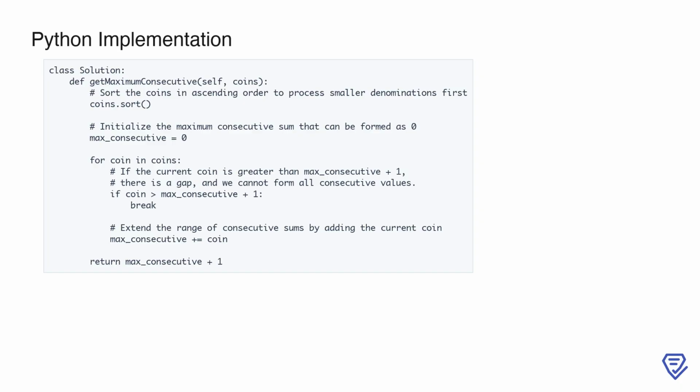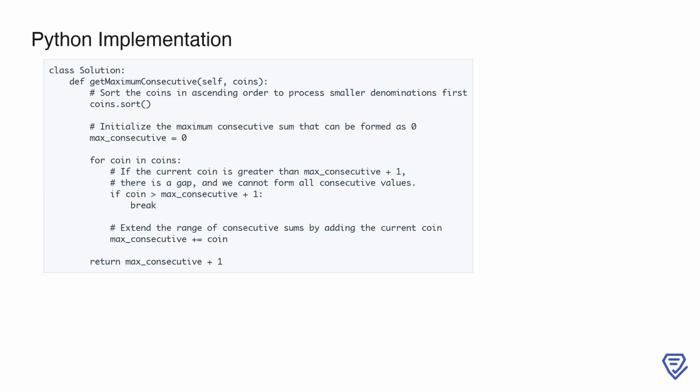Example walkthrough. Suppose the input is coins equals 1, 3, 1, 1. 1. Sort the coins: 1, 1, 1, 3. 2. Initialize max_consecutive equals 0. 3. Process the first coin, 1. Extend max_consecutive to 1. 4. Process the second coin, 1. Extend max_consecutive to 2.